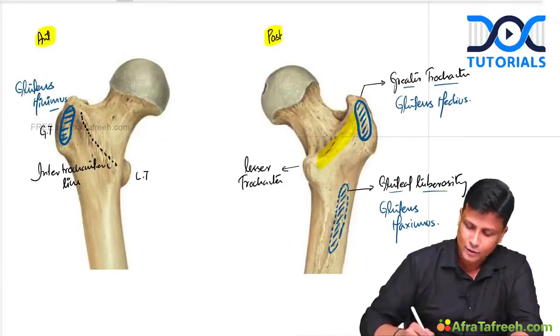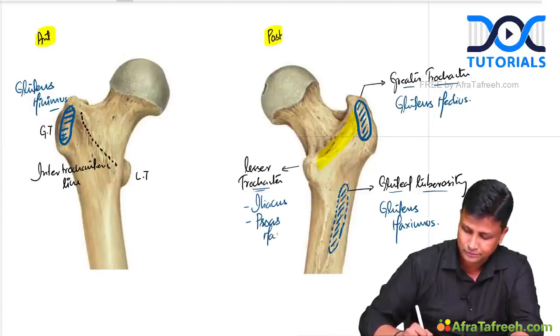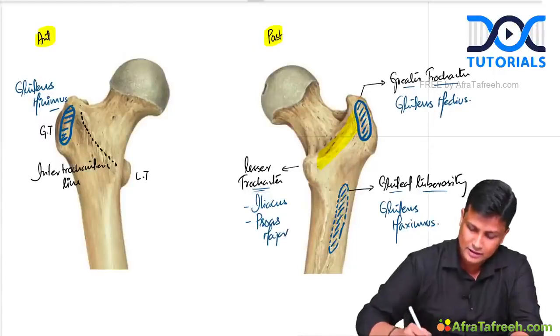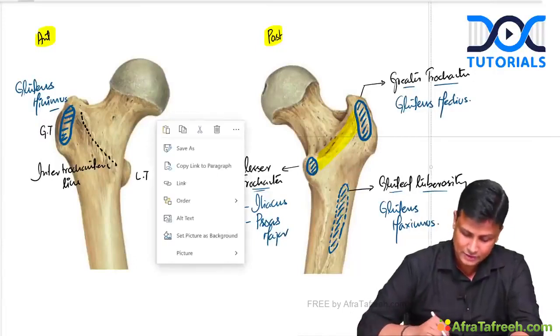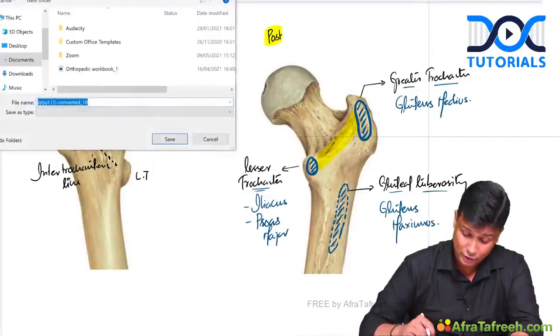And then what about the lesser trochanter? On the lesser trochanter, you'll be having your iliacus muscle inserting along with psoas major. Iliacus muscle inserting here along with the psoas major muscle. Okay, so that has also been tested in the exam in 2020.